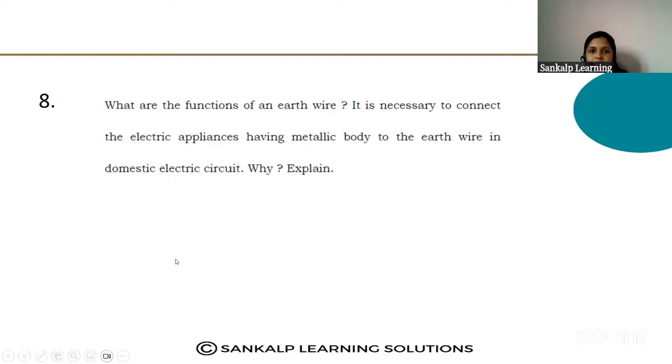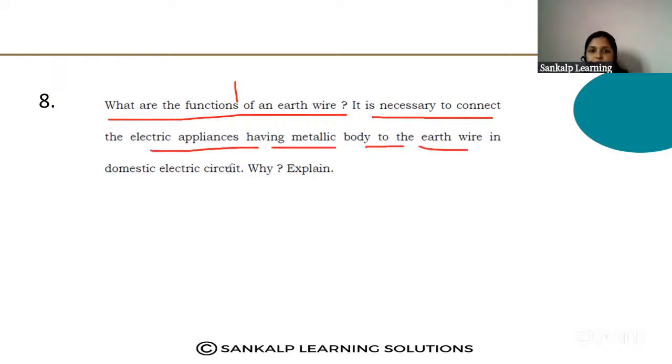Next question. What are the functions of the earth wire? It is necessary to connect electric appliances having a metallic body to the earth wire in the domestic circuit. Why? Explain. What are the functions of the earth wire? That is 1 mark. It is necessary to connect electric appliances having a metallic body to the earth wire in the domestic circuit. Why? Explain. So totally this is a 3-mark question.